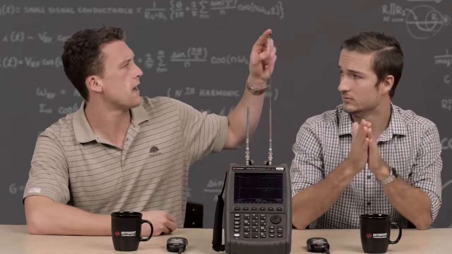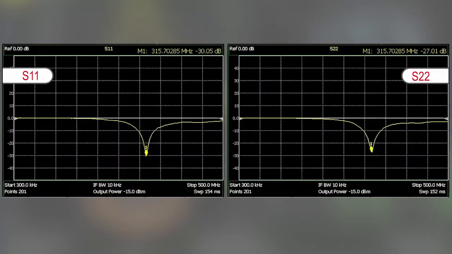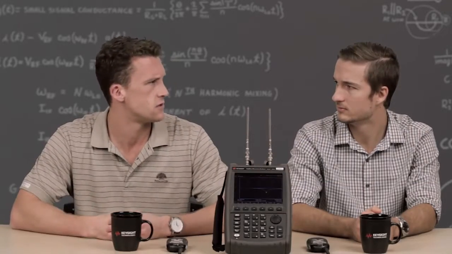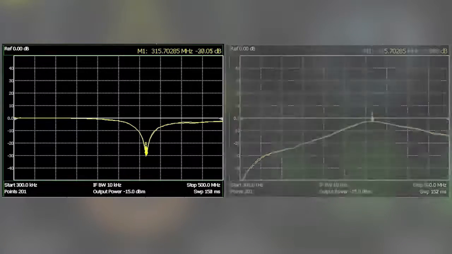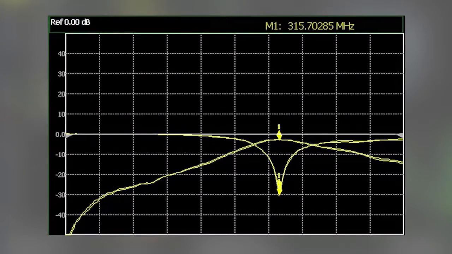So let's see what happens when we match the two antennas. We notice two major things. The first thing that we notice is that S11 and S22 now appear at the same frequency. The second thing we'll notice is that S21 and S12, the transmission parameters, now appear at the same frequency as the reflection parameters S11 and S22. And intuitively this makes sense because you would expect that the frequency at which the least amount of power was reflected at port 1 should be the frequency at which the most amount of power is transmitted to port 2.